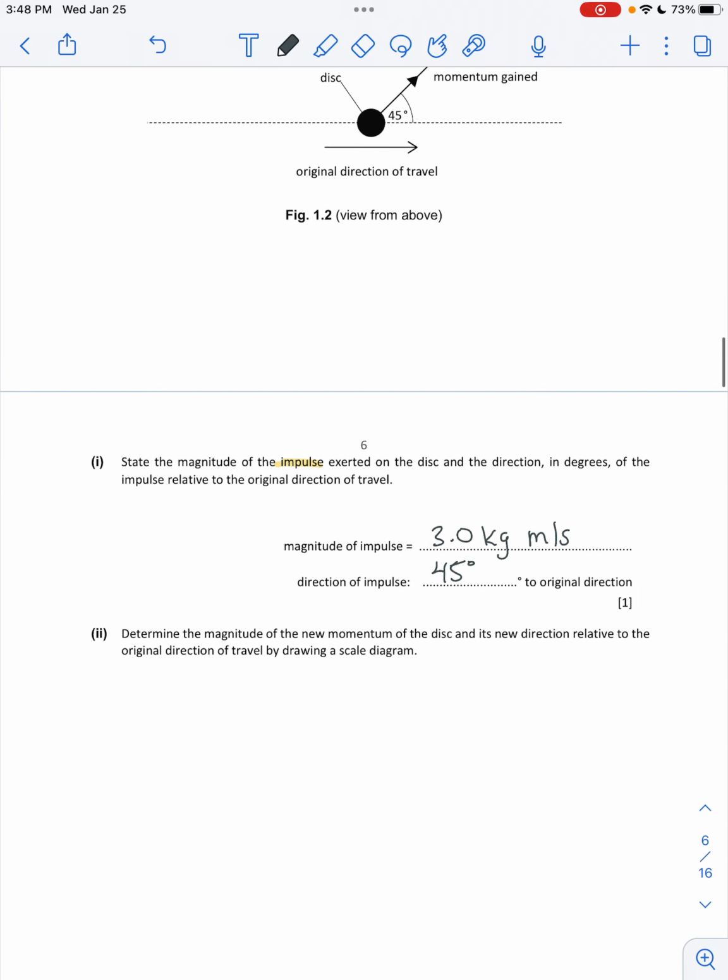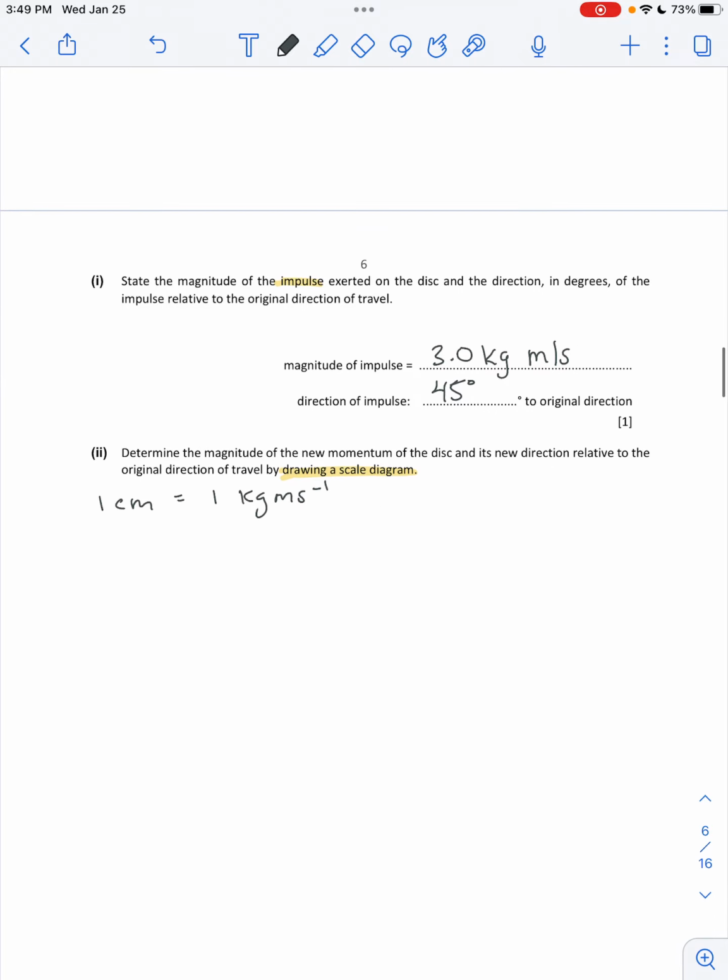Now we are asked to draw a vector diagram to scale. So keep in mind, if it's a scale diagram, you have to specify what your scale is going to be. So if my initial momentum is 2.4 kilograms meters per second, then I need a scale that is going to show that in my picture. So I could say, for example, 1 centimeter equals 1 kilogram meter per second. That could be a reasonable scale.